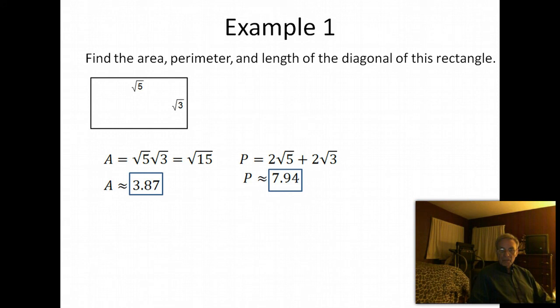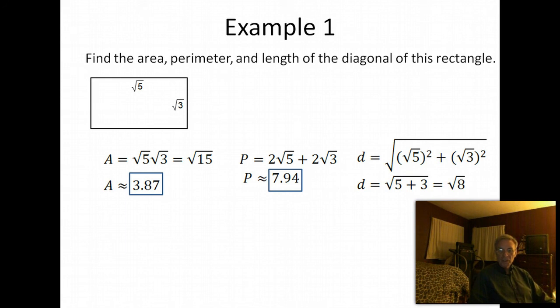Lastly, they want us to find the length of the diagonal. So the length of the diagonal is going to be given by the square root of square root of 5 squared plus square root of 3 squared. So the diagonal length is equal to the square root of 5 plus 3, which is the square root of 8, which is approximately 2.83.